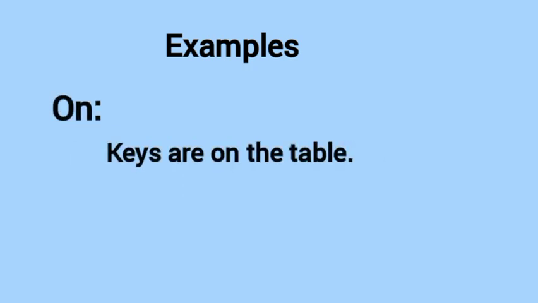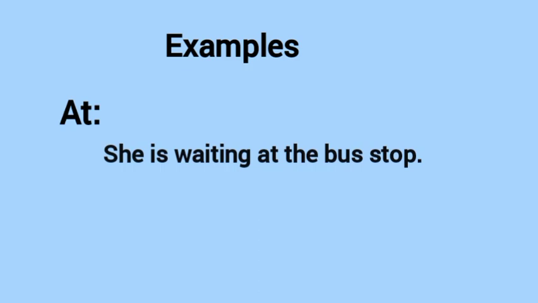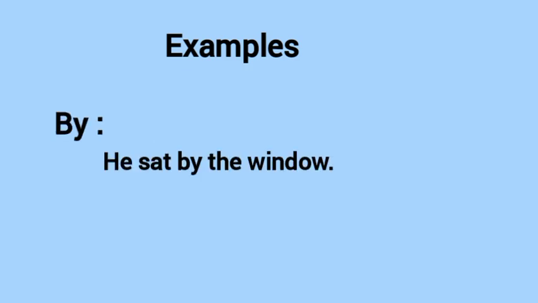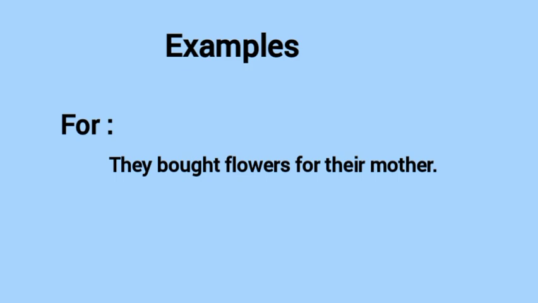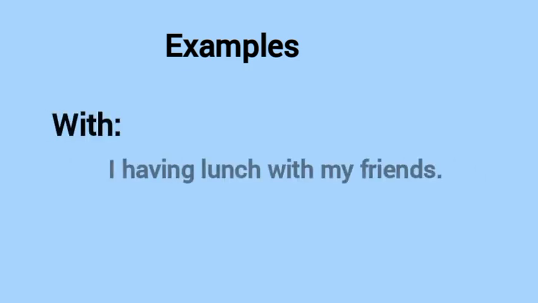Examples: In, the book is in the bag. On, the keys are on the table. At, she is waiting at the bus stop. By, he sat by the window. For, they bought flowers for their mother. With, I'm having lunch with my friend.